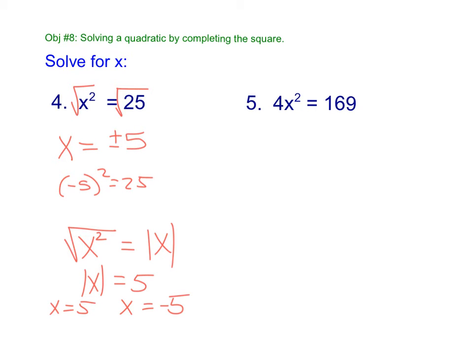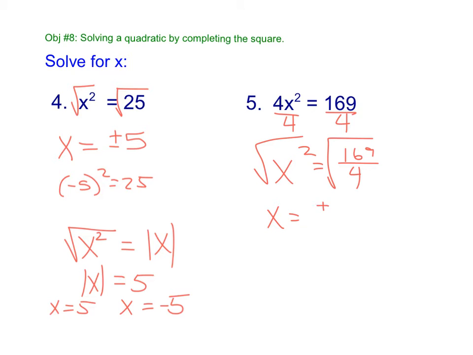All right, using that same process, let's solve number 5. Instead of subtracting the 169 and factoring, I'm going to divide by 4. X squared equals 169 over 4. And then I'm going to take the square root of both sides. When I take the square root of x squared, I have to put a plus minus. The square root of 169 is 13. And the square root of 4 is 2. Done.